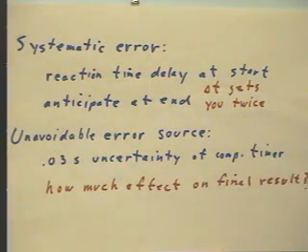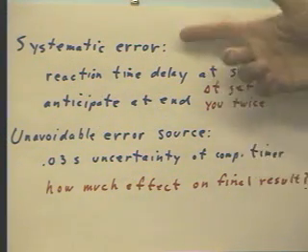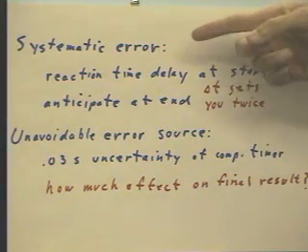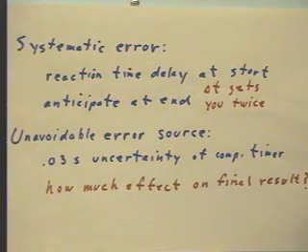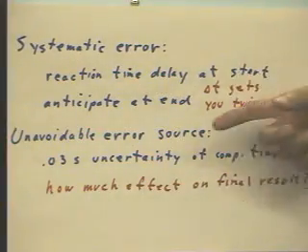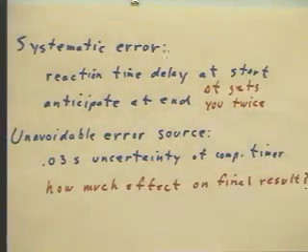The thing about unavoidable errors is they're going to be distributed randomly. They're not going to give us any kind of a systematic error like we would get from this reaction time shortening. And we'll see in a minute what that sort of error does, what each sort of error will do to our final analysis.